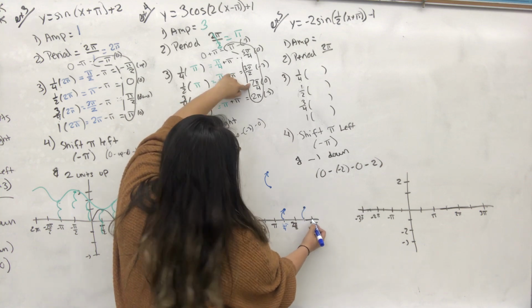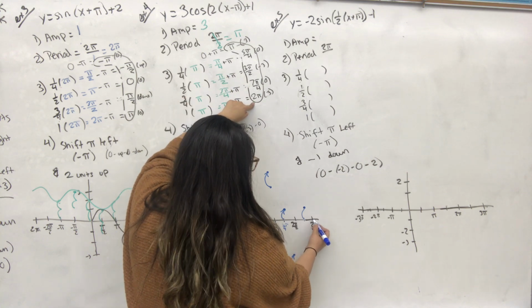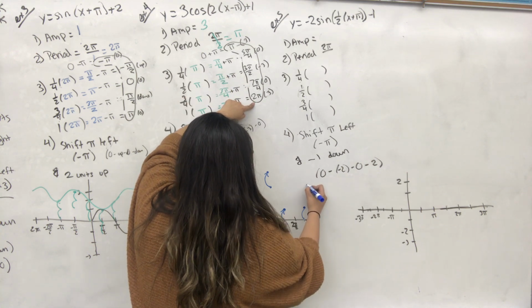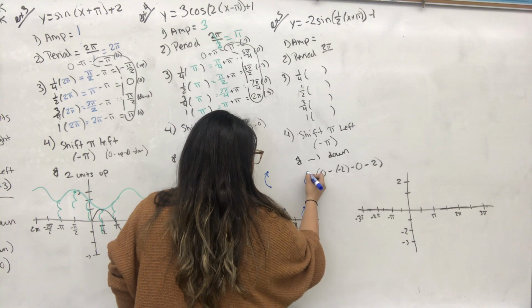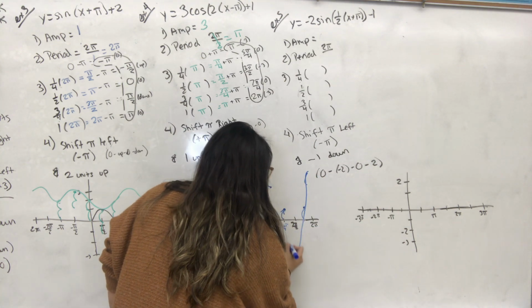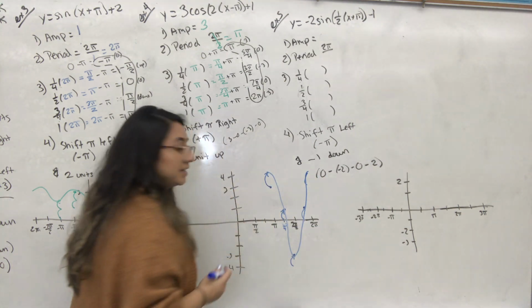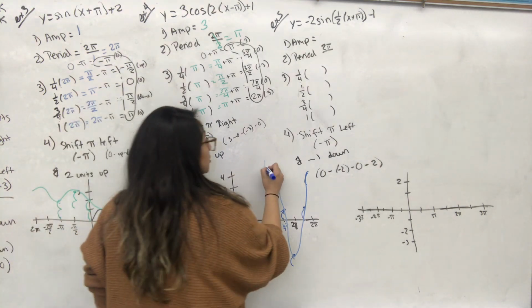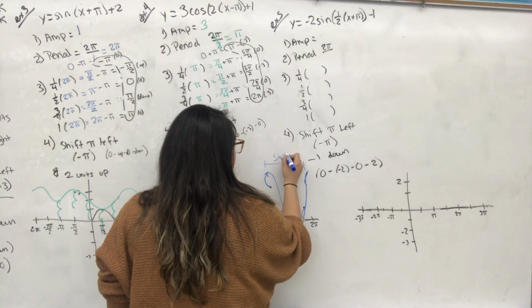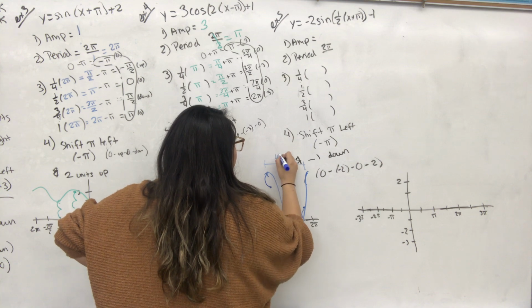And then 2π radians, I have back at my maximum point, which is 3, but I have to count upward at 4. So my graph is going to look like this. And that's one shift, one phase shift. One wave.